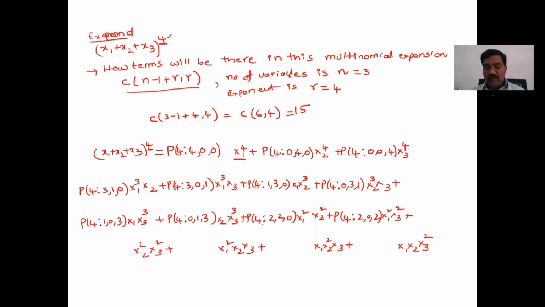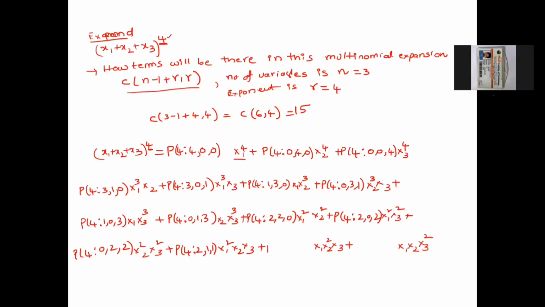Please make a note. Value of 4 colon 2 comma 2 comma 0 and 4 colon 2 comma 0 comma 2 is the same, but you write this expression as it is. Then P of 4 colon 0 comma 2 comma 2. Yeah, 0 comma 2 comma 2. Even these are the same as earlier. Now what is P of 4 colon 2 comma 1 comma 1? 2 comma 1 comma 1.